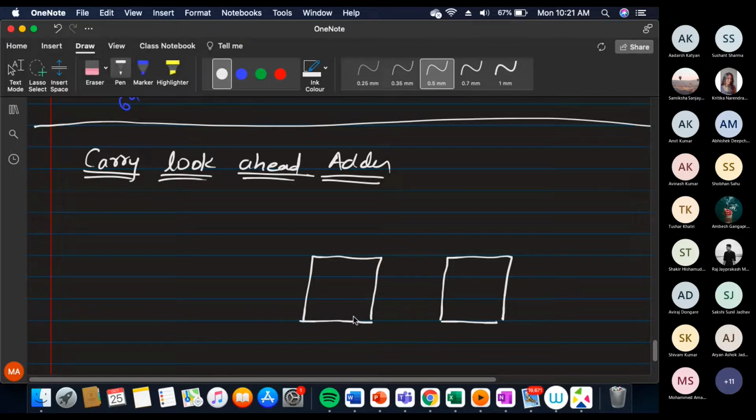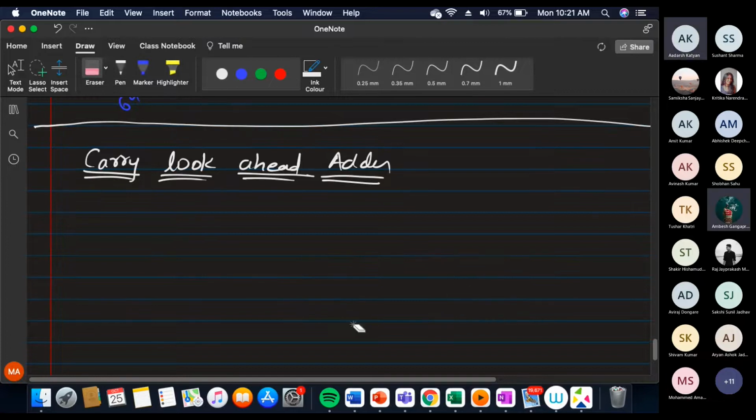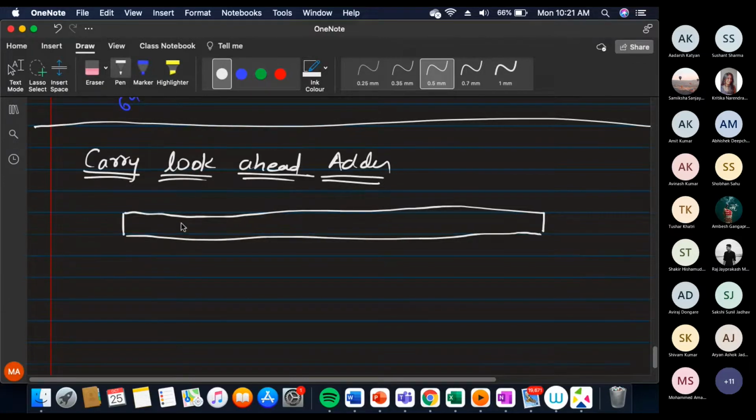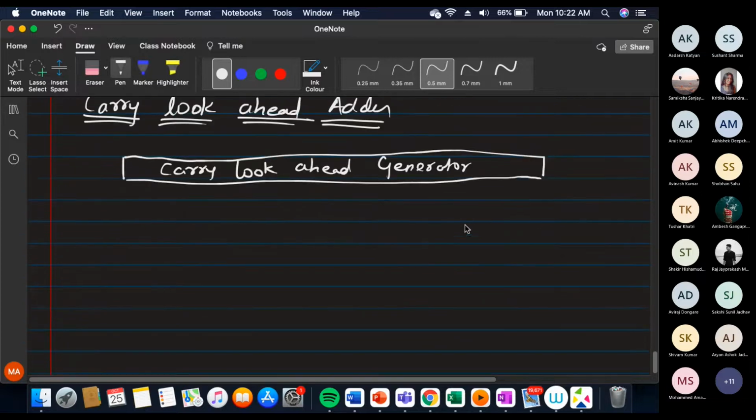How many adders are required? Four adders are required. First of all, we'll require some circuit that will generate the carries. That circuit is called a carry look ahead generator. This is the circuit whose role is to generate the carries.